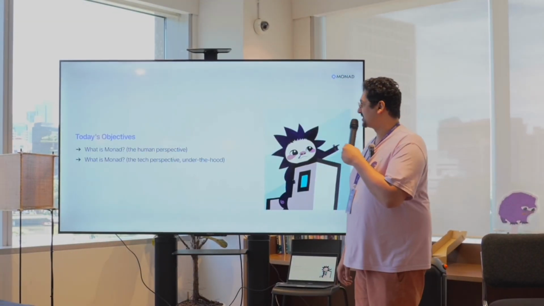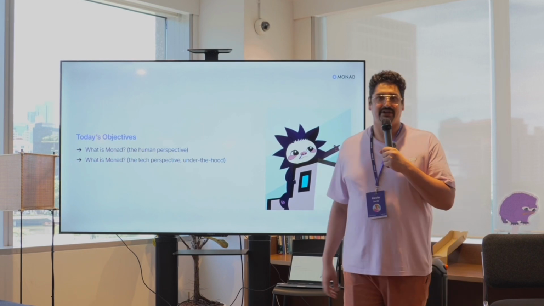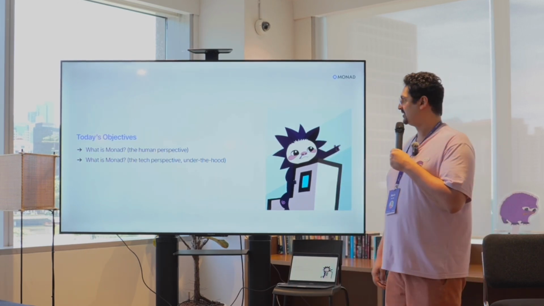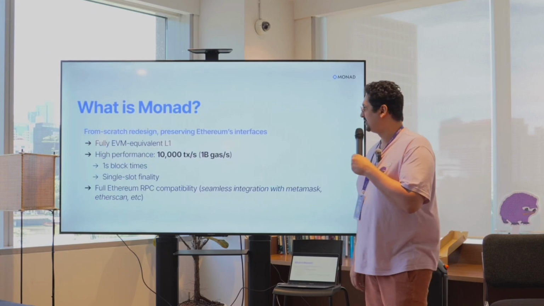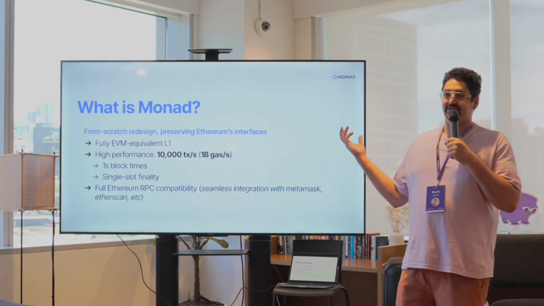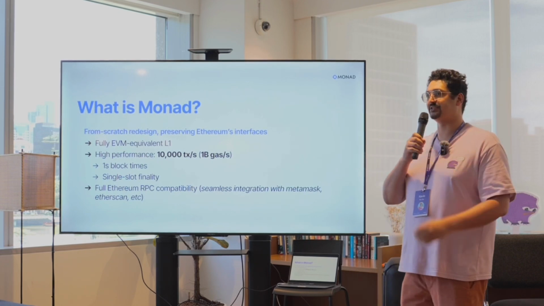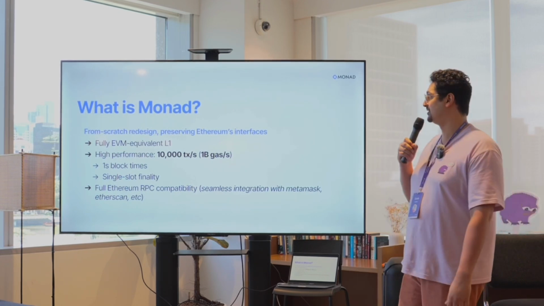So first thing we're going to cover is what is Monad from a developer perspective and what is Monad from a user perspective. So what is Monad? You've probably heard about it online in some form as parallel EVM. It's a lot of other things than that, so we're going to go through those today.